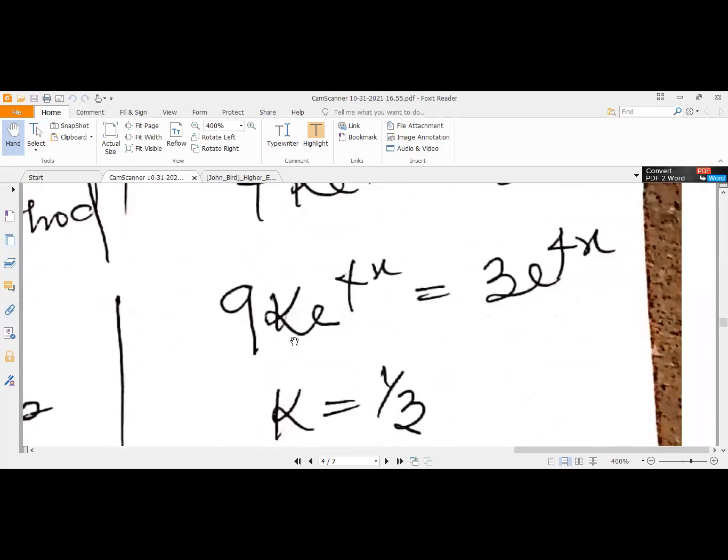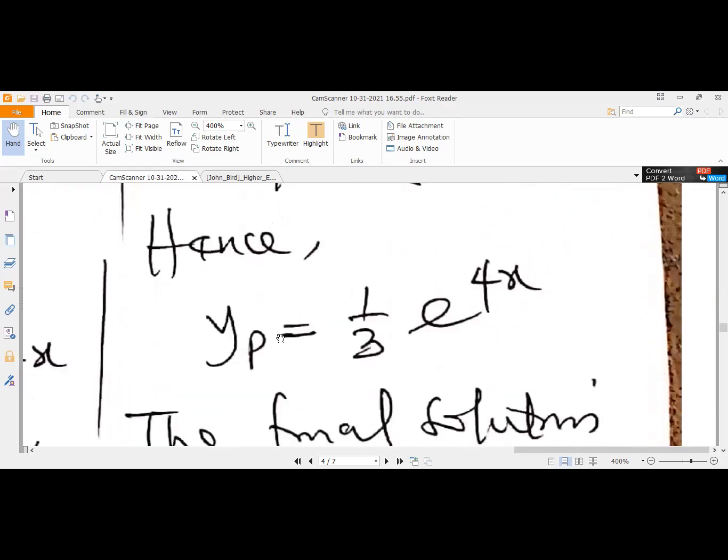So that will give me 9k exponential 4x is equal to, so from here, you can see now that we can make k the subject of formula. And k will give us 1/3. So you return it back to the particular solution. So particular solution will give you 1/3 exponential 4x.